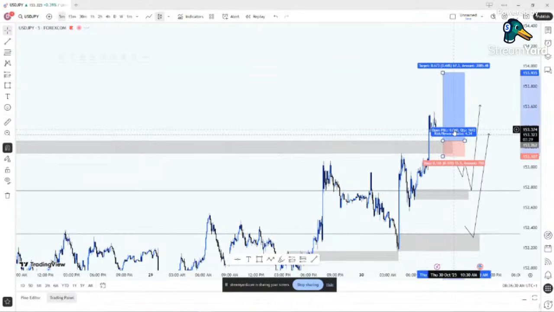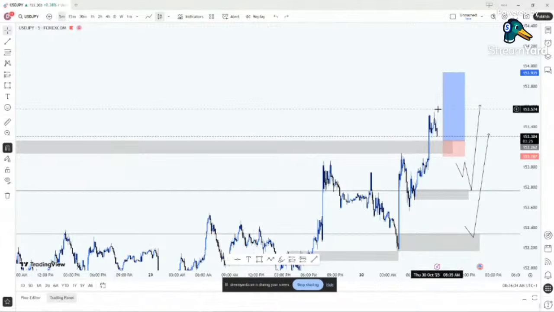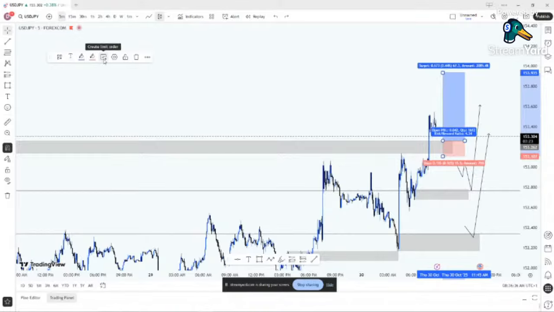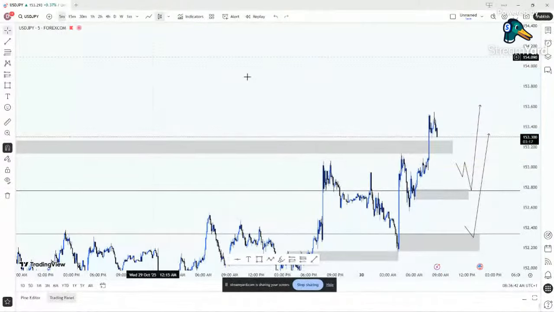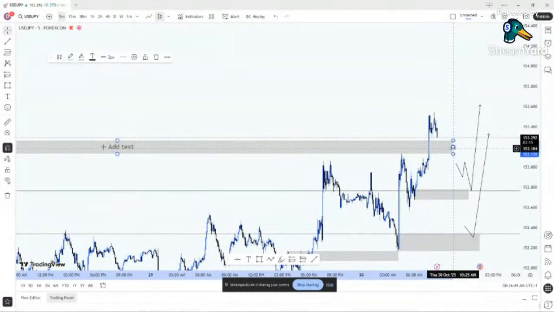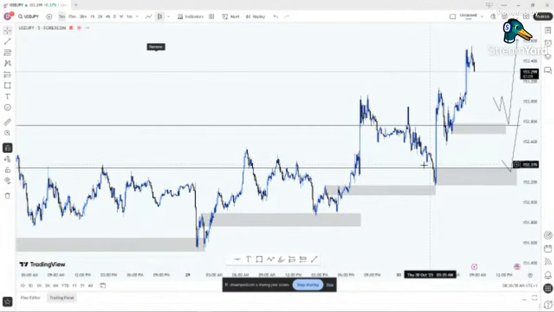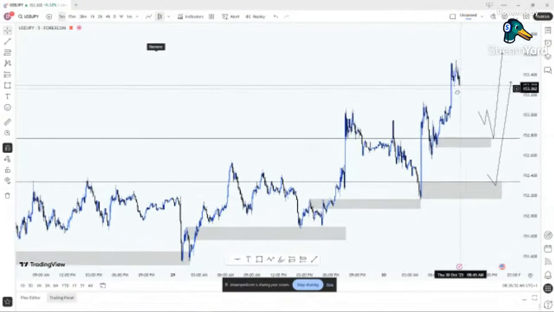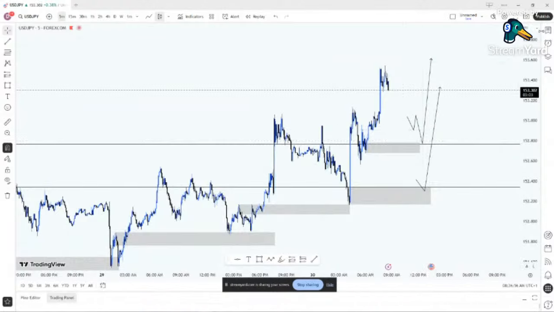But me personally, I won't risk this. And why won't I risk that? Because this is not how I trade UJ. It tends to not respect it if I trade it this way. I believe you guys got what I mean. It tends to not respect it if I trade it that way. So I'm gonna comfortably take it from here.